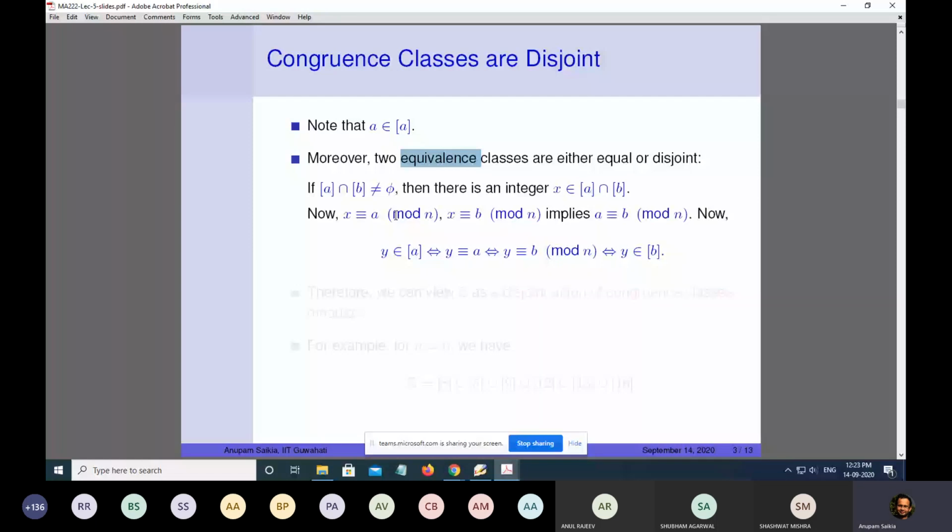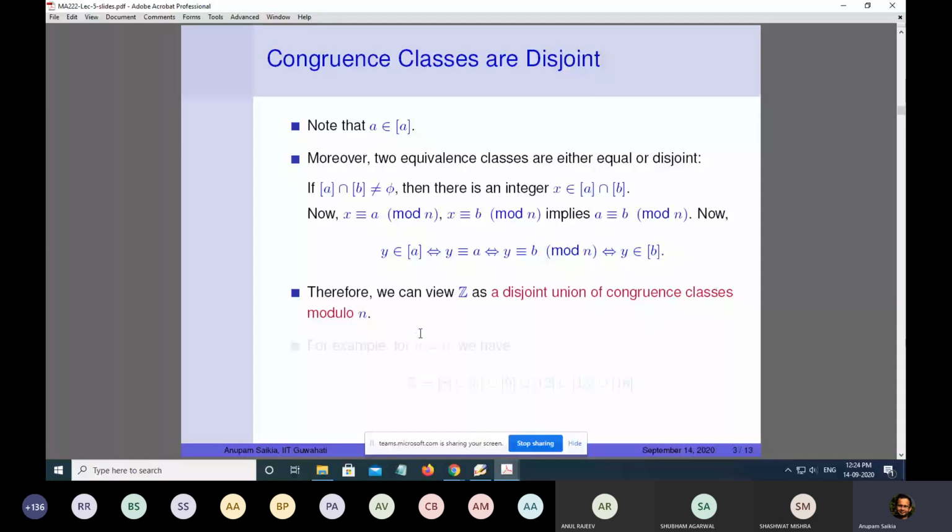Now, what is the advantage? Then we can view Z as a disjoint union of congruence classes modulo n. Why am I saying this? If I take the union of congruence classes, that union is disjoint, because distinct congruence classes cannot have any common element. Why is every integer covered? Because, as I noted first, because of reflexivity, any integer will be in its congruence class. So Z is a disjoint union of congruence classes modulo n.